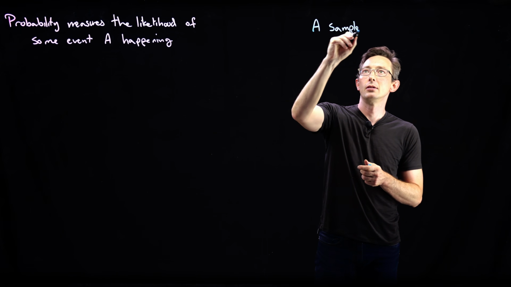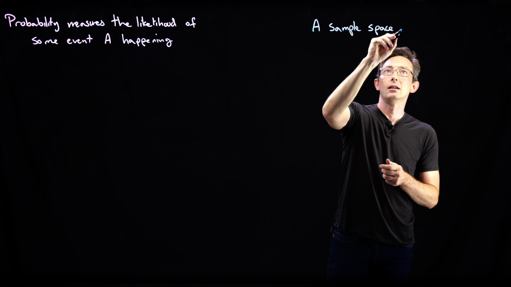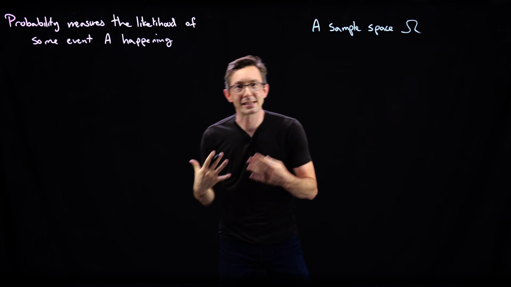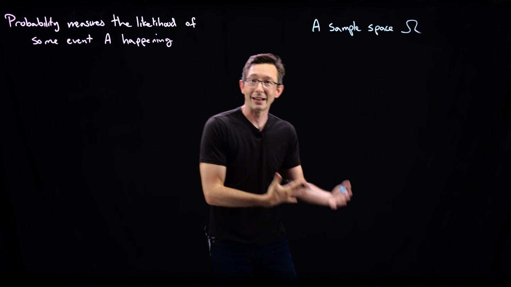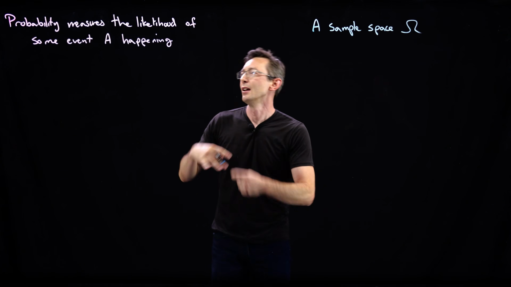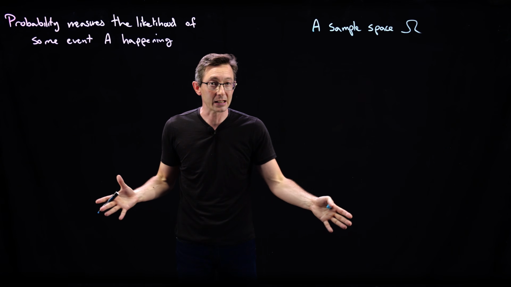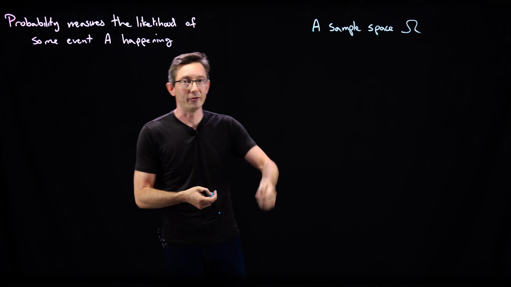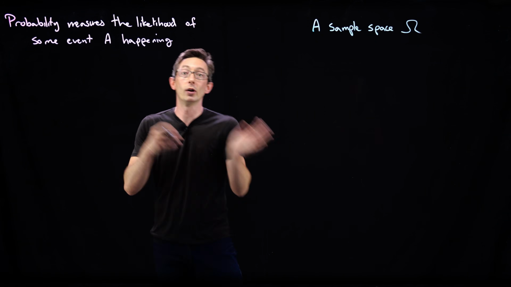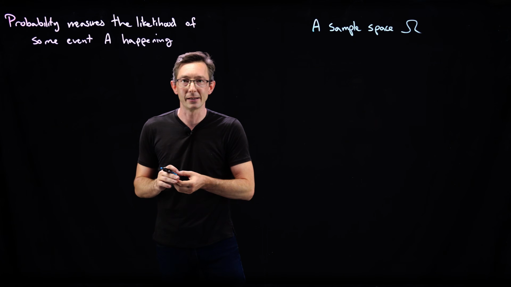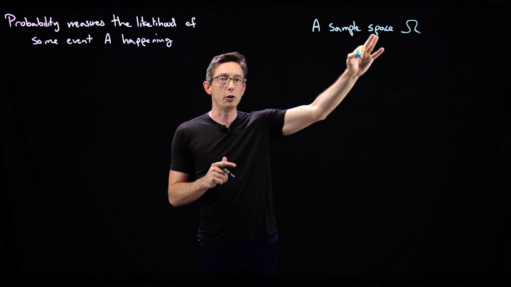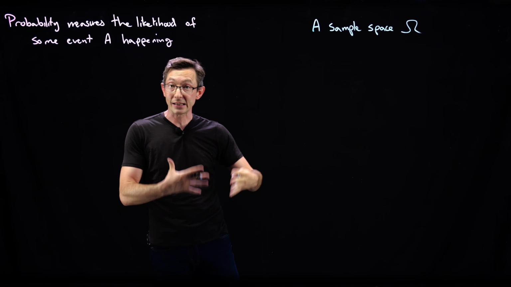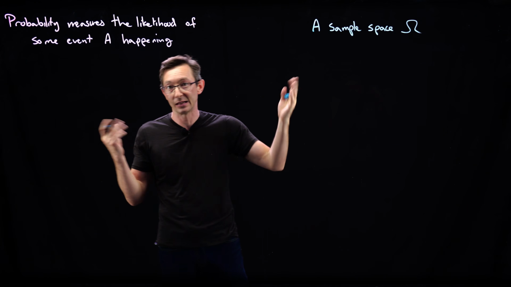A sample space, omega, is the set of all possible things that can happen in my experiment. So basically, I'm going to run either thought experiments or real experiments. We're going to talk about flipping 10 coins and what is the chance that at least 5 of them are heads. So the sample space omega is the set of all possible things that could happen in that experiment.